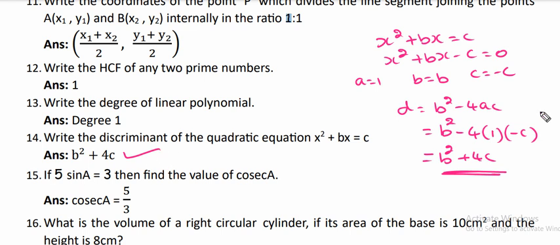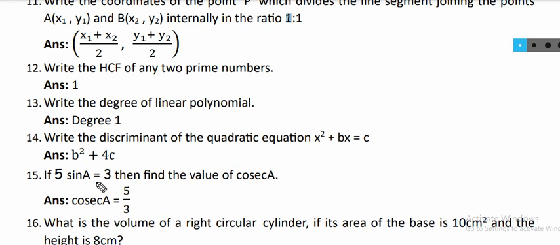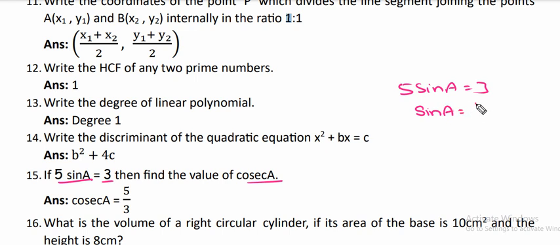Now they given 5 sin A is equal to 3, then find the value of cosec A. 5 sin A is equal to 3 can be written like this. I have to transfer this 5 to the right hand side. That gives you sin A is equal to 3 divided by 5. If sin A is equal to 3 divided by 5, what is cosec A? That gives you the inverse of this one. 5 by 3 is the answer. Therefore, cosec A is equal to 5 by 3.